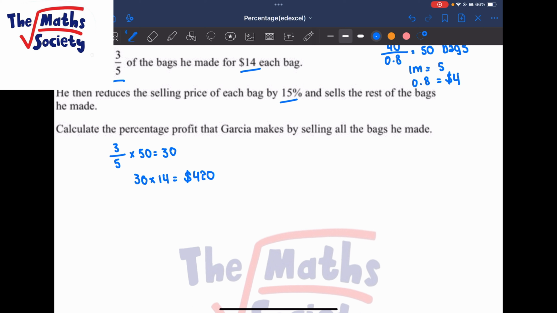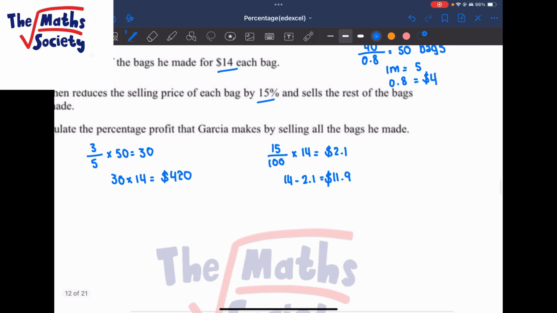And he then reduced by 15%, right? So how much did he reduce by 15%? So that's 15% multiply 14, so you need to subtract 2.1. So that's 14 minus 2.1. So he was selling the remaining bags at a price of 11.9. He sold 30 bags, so he still has 20 bags left. So that will be 20 multiply 11.9, so that he got $238 from that.